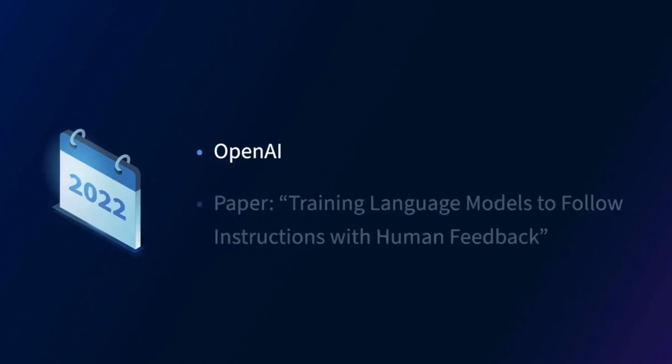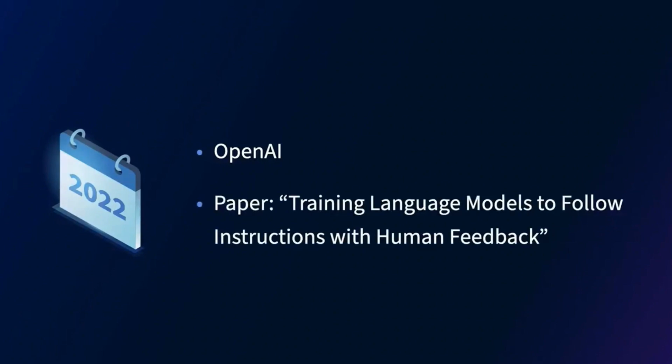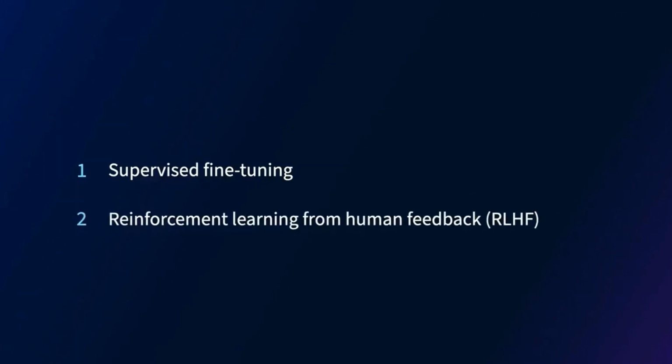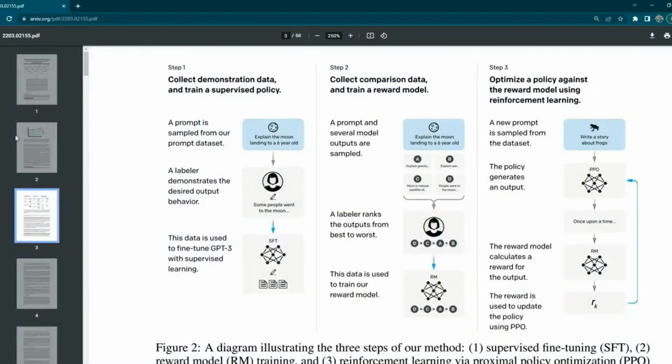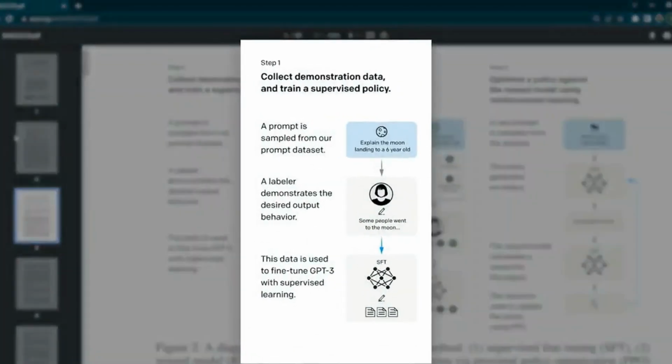In 2022, the OpenAI team released a paper called Training Language Models to Follow Instructions with Human Feedback, which is still the industry standard. There are two components to this training: supervised fine tuning and RLHF, or reinforcement learning from human feedback. Let's head over to the paper and take a look at the supervised training in the diagram on the left.